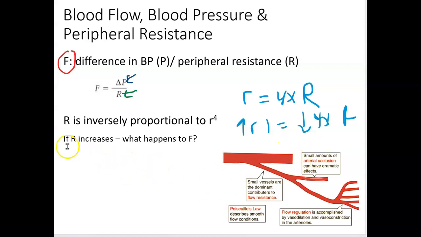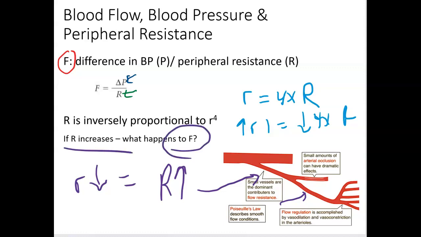So there's two applications of this to think about. One is if resistance goes up, what happens to flow? So sometimes we use this to control flow in our body. So if I increase resistance, so let's say that I have areas where I might vasoconstrict. Well, if I increase resistance by vasoconstricting, right? We just said that if I decrease my radius, my resistance goes up. What happens to my flow? Well, if F is equal to P over R, and now I'm going to increase R. I'm not changing P, then my flow will go down.